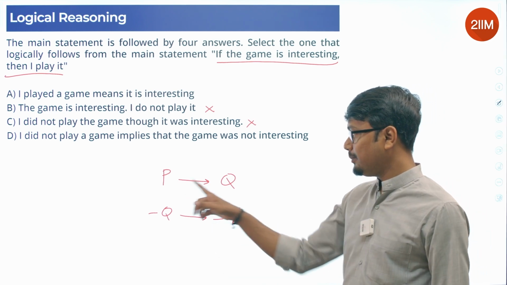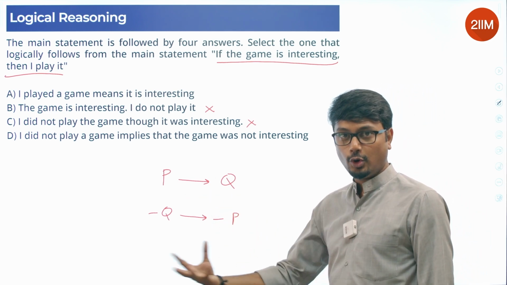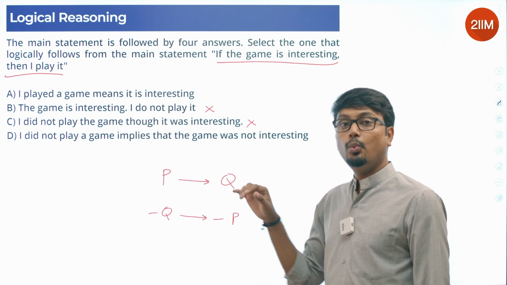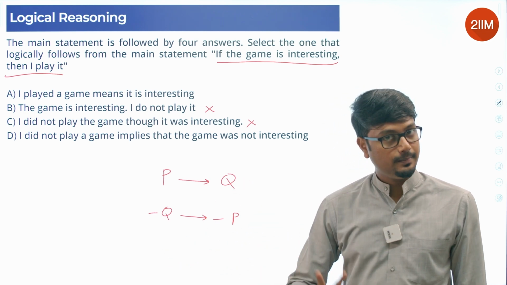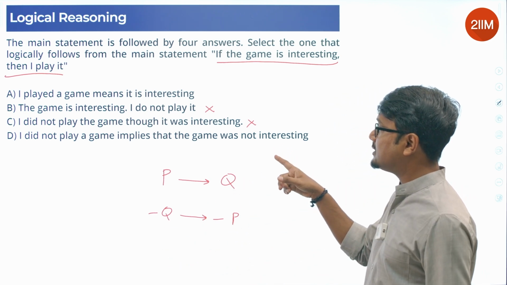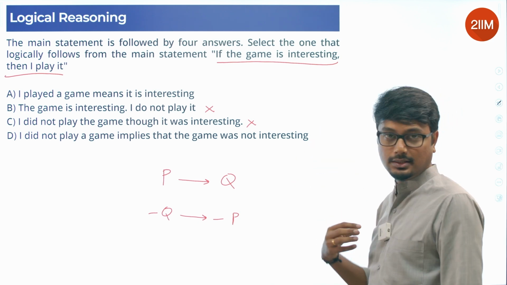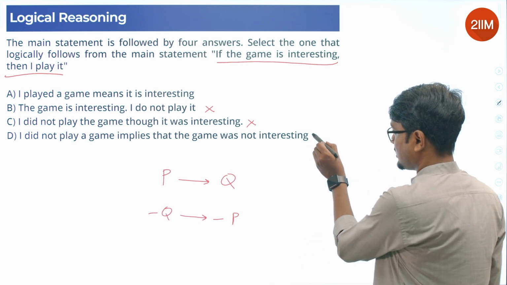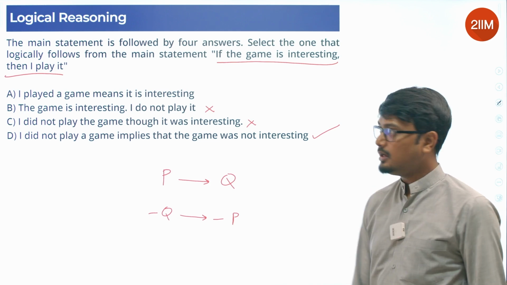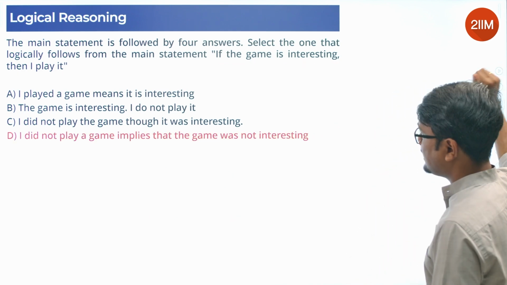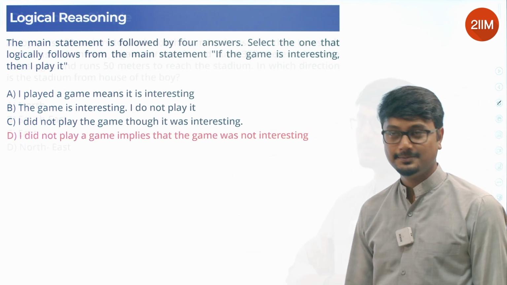So if P implies Q, then the logical follow should be negative Q implies negative P, not the other way around. In that case, I did not play the game implies that the game was not interesting. This should be the answer. Option D. We'll check it out. Option D. Yep, that's the right answer.